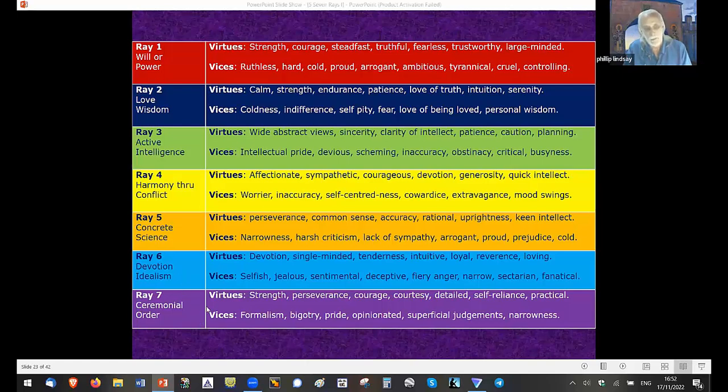The seventh ray virtues are strength, perseverance, courage, courtesy, detailed, self-reliance, practical. You can see some of these traits, strength and perseverance, of the first ray. And the seventh ray does have a connection to the first ray. The first ray in some ways represents spirit, and the seventh ray in some ways represents matter, the manifestation of spirit into matter. And of course, there's the 1, 3, 5, 7 connection as well on the will line of energies. Vices for the seventh ray: formalism, bigotry, pride, opinionated, superficial judgments, narrowness.